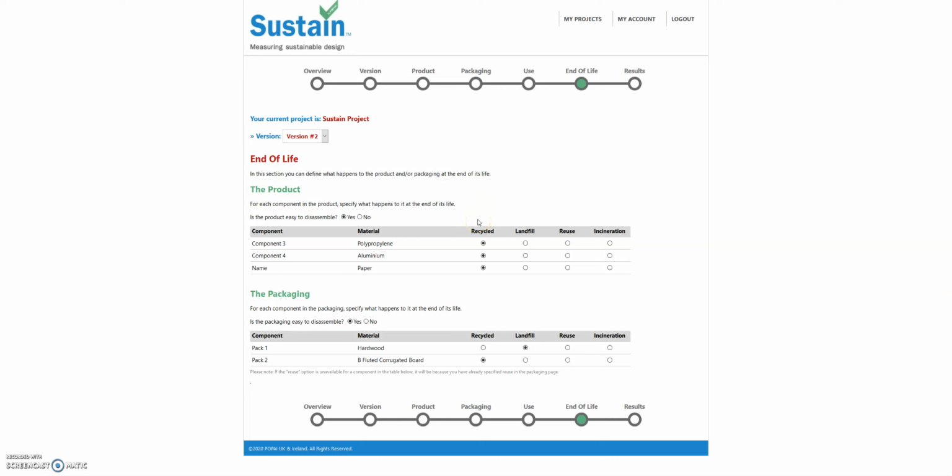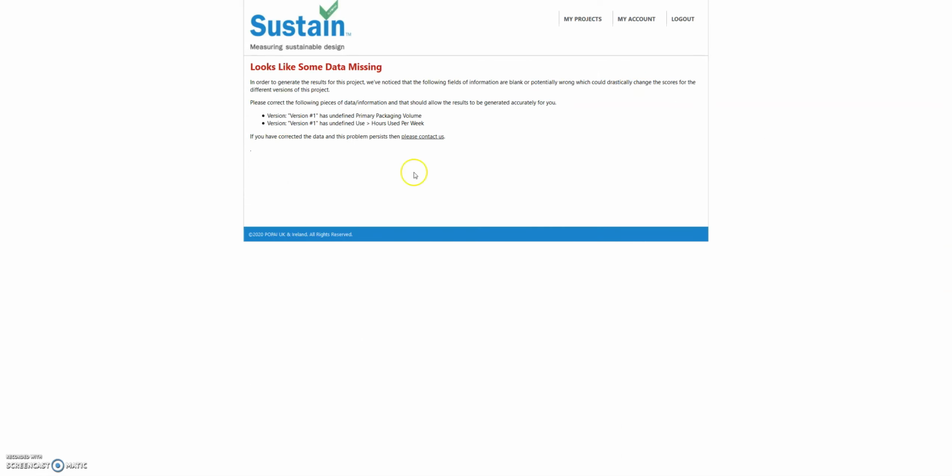Interpreting the results from Sustain. Once you've created all the information on a particular project or version, you can move on to the results page. Now, when you move on to the results page, you will see a number of graphs and figures, etc. However, if you move on to the results page and you see a warning like this, this means that you haven't completed all the data that's required to generate results.